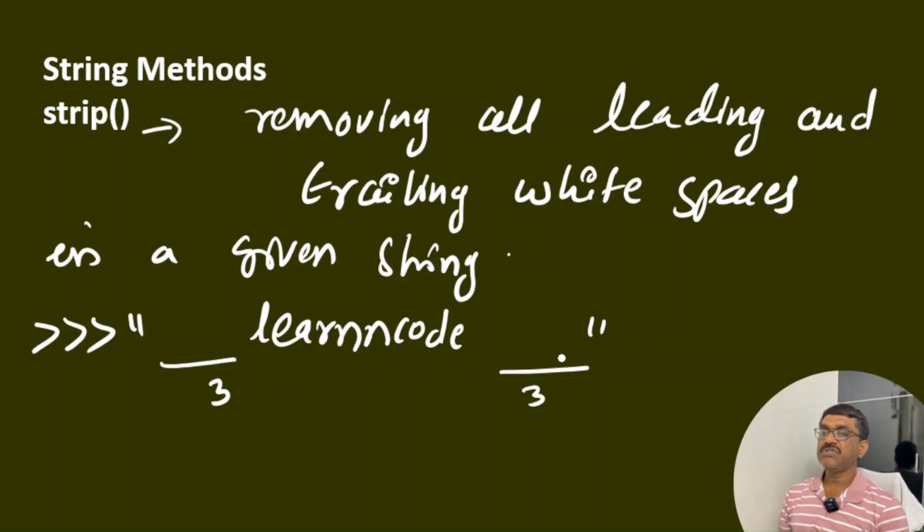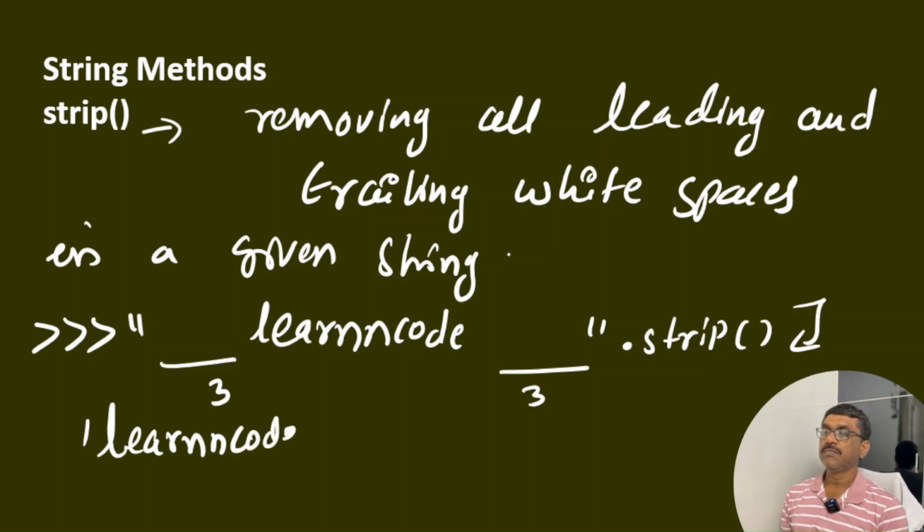Now, after mentioning this string with spaces, you put a dot. After this dot, you apply the function strip and parentheses. Once you press enter, the result we are going to get, in single quotes, is the string learn9code. What about these leading three white spaces, and at the same time the trailing three spaces? Those are removed. This is the main function of this strip method.